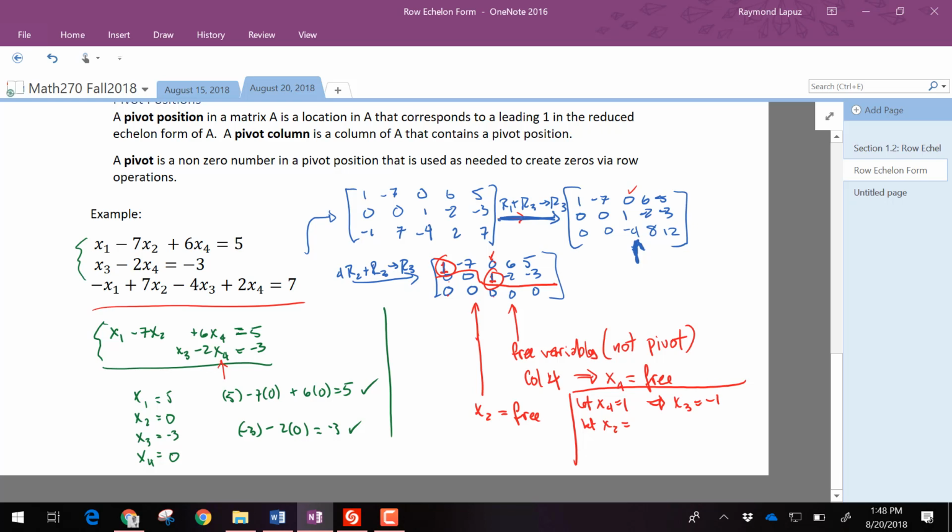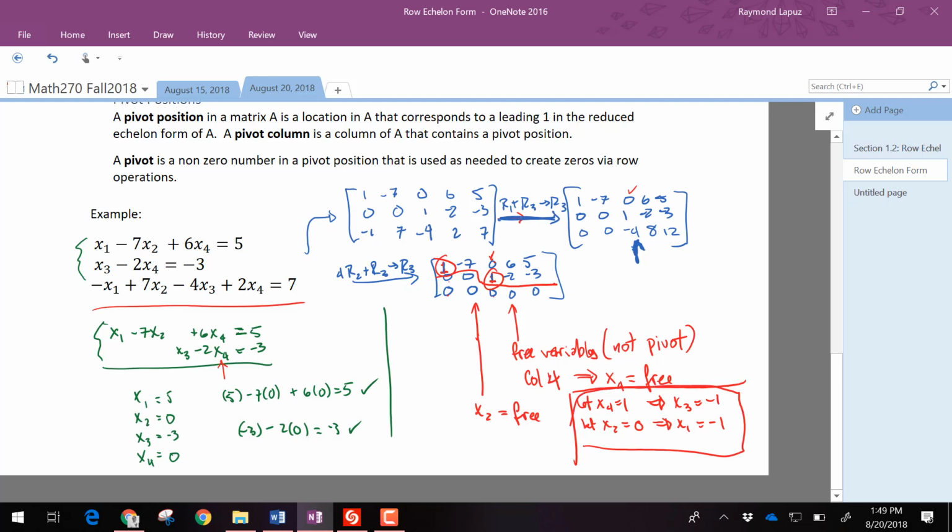Now x2 is also free, so you're free to let that equal whatever you want. Should we put 0 or a different one? Let's put 0 because it'll be easier. So x2 is equal to 0 and x4 was equal to 1. So what's x1 equal to? Right, so this is positive 1, 6, 5 minus 6 is negative 1, so x1 is equal to negative 1.